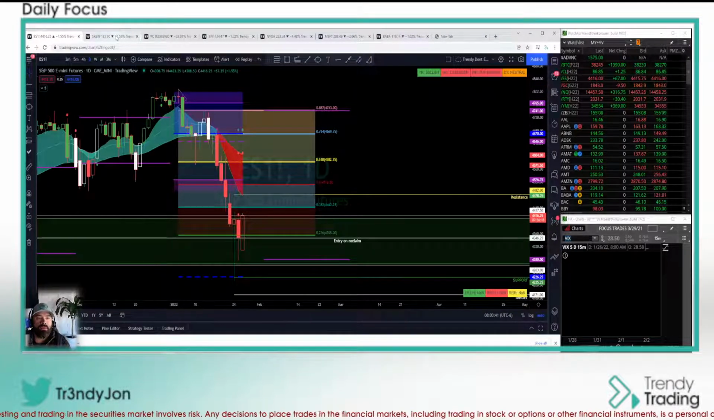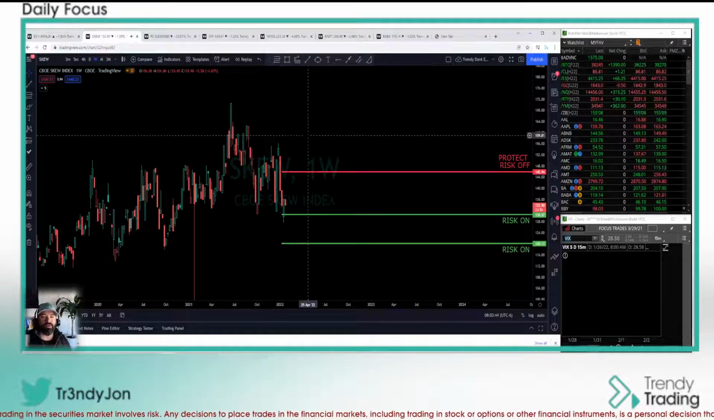Let's go ahead and move on. Let's look at the skew. Remember the skew, this is your hedge funds, basically risk on or risk off. They're looking for standard 2 deviations in the market. Notice that the skew came down into our risk on levels on Friday, and then Monday we had that really nice bounce.